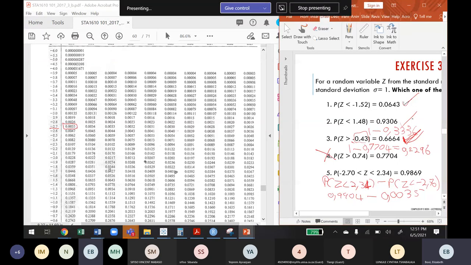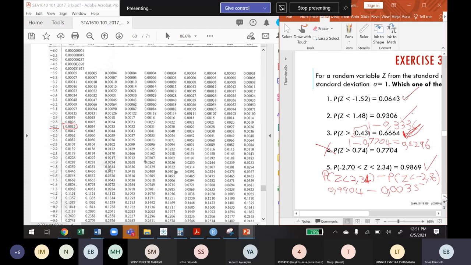2.7 0.0034 0.0035. So when you do the calculation, it will be 0.9904 minus 0.0035 gives you 0.9869, which is correct. So the only incorrect one is option 4. Yes. Okay, so let's move to the next question.